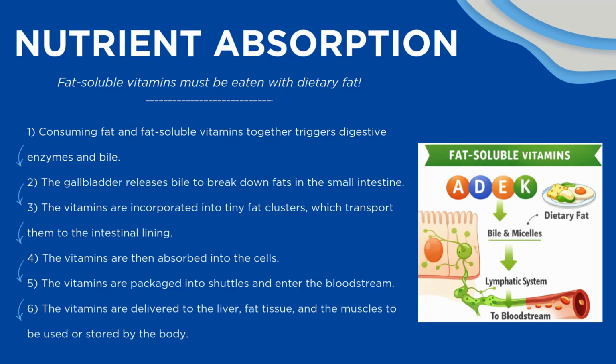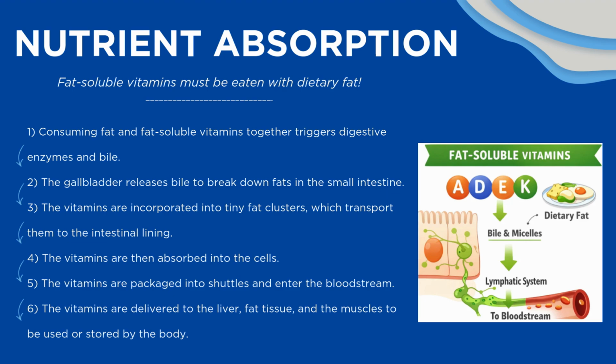First, fat-soluble vitamins must be eaten with dietary fat to trigger digestive enzymes and bile. The gallbladder then releases bile to break down fats in the small intestine. The fat-soluble vitamins are then incorporated into tiny fat clusters, which transport them to the intestinal lining. The vitamins are then absorbed into the cells.